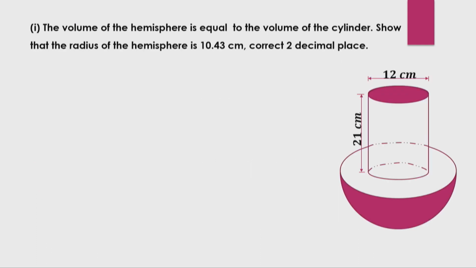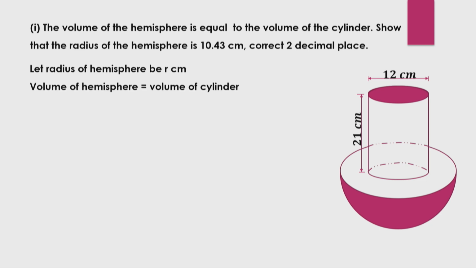Part 1. The volume of a hemisphere is equal to the volume of a cylinder. Show that the radius of a hemisphere is 10.43 centimeters, correct to 2 decimal places. First, let the radius of the hemisphere be r centimeters. Volume of hemisphere is equal to volume of cylinder. 2/3 pi r cubed is equal to pi multiplied by 6 squared multiplied by 21 centimeters cubed. Making r cubed the subject, we get r cubed is equal to 756 pi divided by 2/3 pi centimeters cubed.